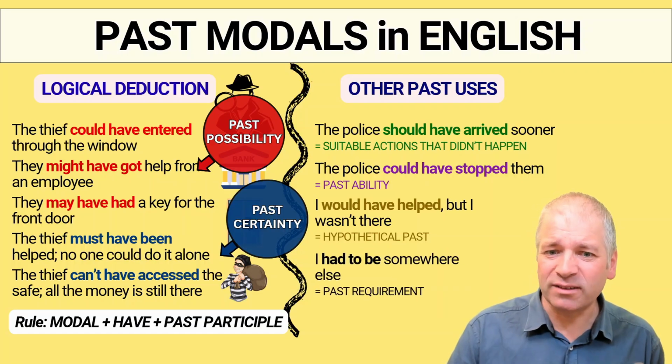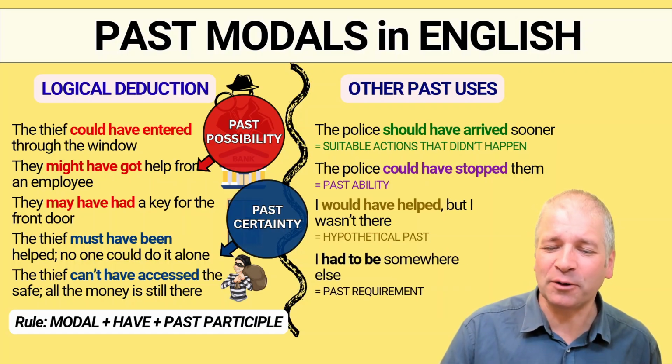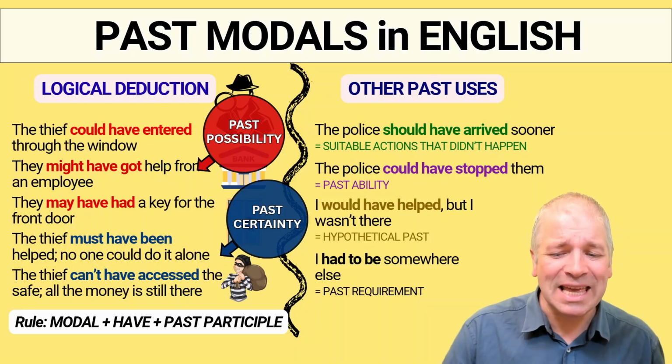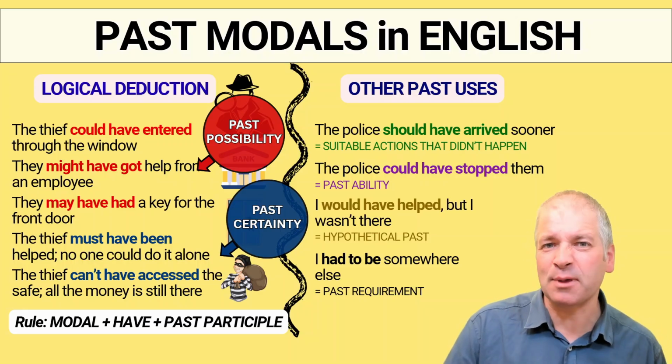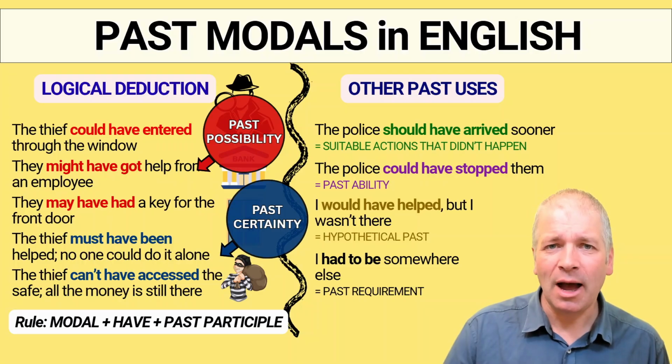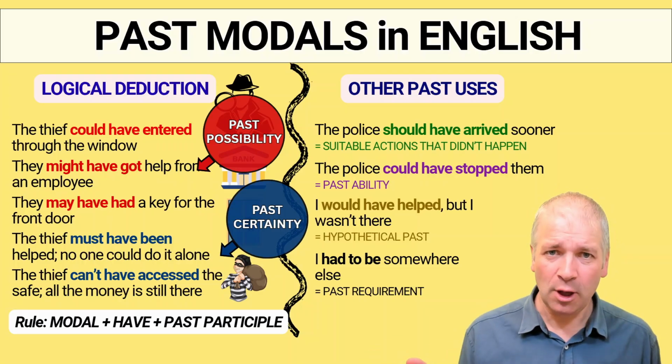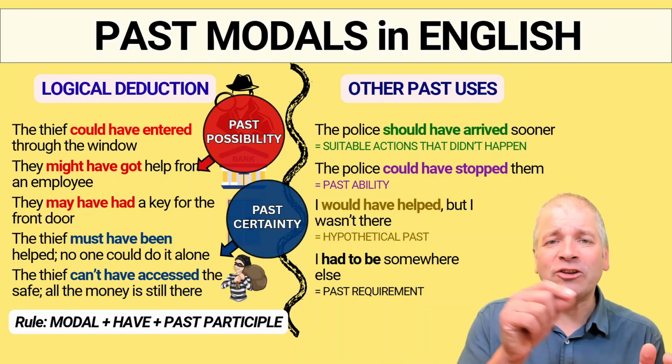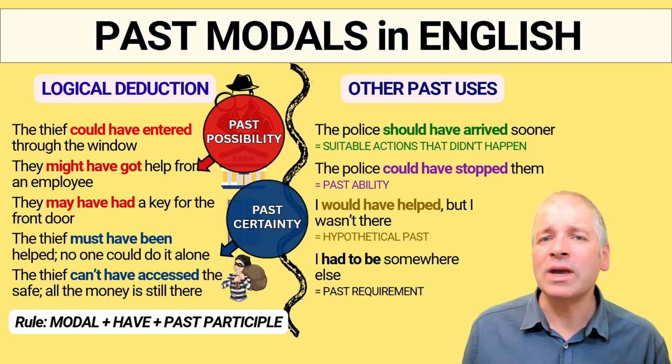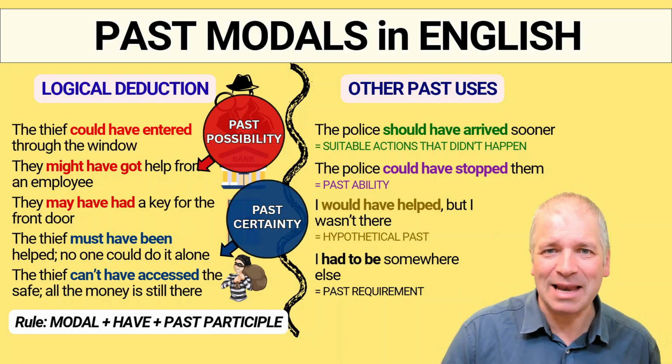And here's the one that doesn't use have, followed by the past participle. I had to be somewhere else. This was a past requirement. And this goes with semi-modals, where we have a verb followed by to. In these cases, we can convert the verb into the past tense.